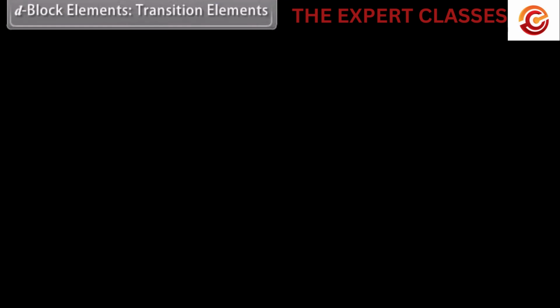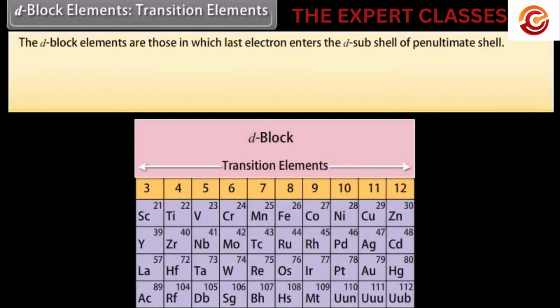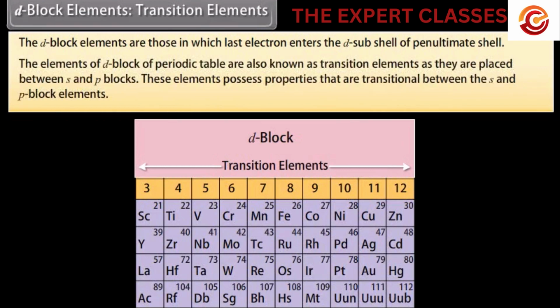D block elements, transition elements. The D block elements are those in which last electron enters the d subshell of penultimate shell. The elements of d block of periodic table are also known as transition elements as they are placed between s and p blocks. These elements possess properties that are transitional between the s and p block elements.